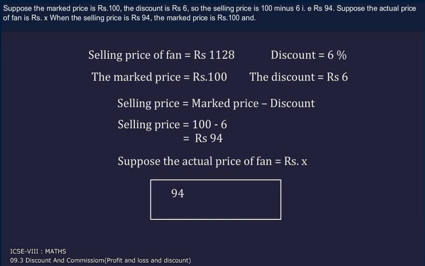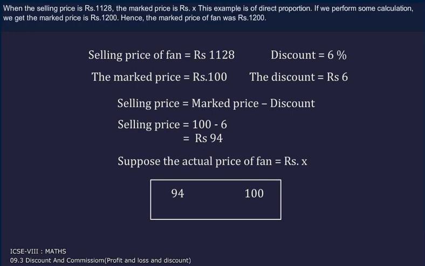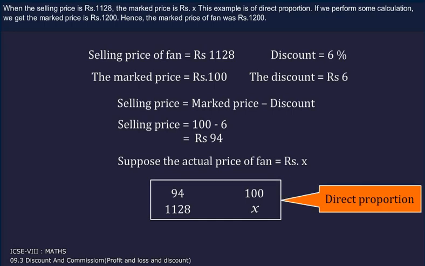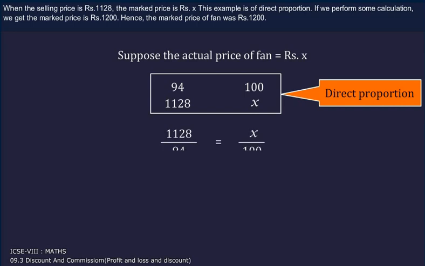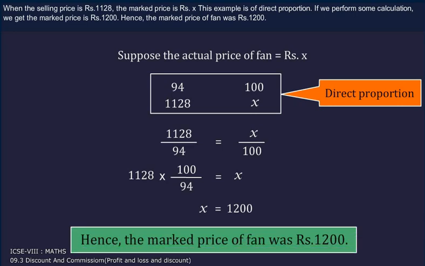Suppose the actual marked price of the fan is rupees X. When the selling price is ₹94, the marked price is ₹100. And when the selling price is ₹1128, the marked price is rupees X. This example is of direct proportion. If we perform some calculation, we get the marked price is ₹1200. Hence, the marked price of the fan was ₹1200.